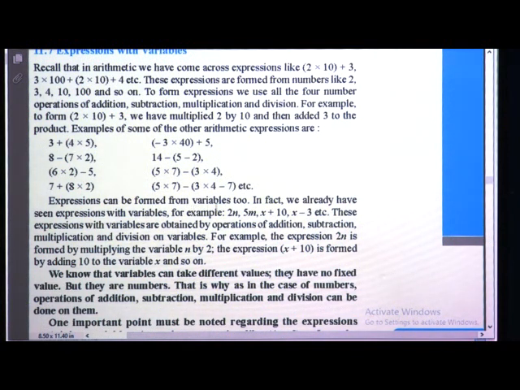Expressions can be formed from variables. The expressions where we have used numbers come under arithmetic, so these are called arithmetic expressions because we are using numbers here. But the same type of expressions can be formed from variables also. What will be the variables? A, B, C, P, Q, this type of variables. From these variables also we can form this type of expressions. So, let us see how. In fact, we have already seen expressions with variables.